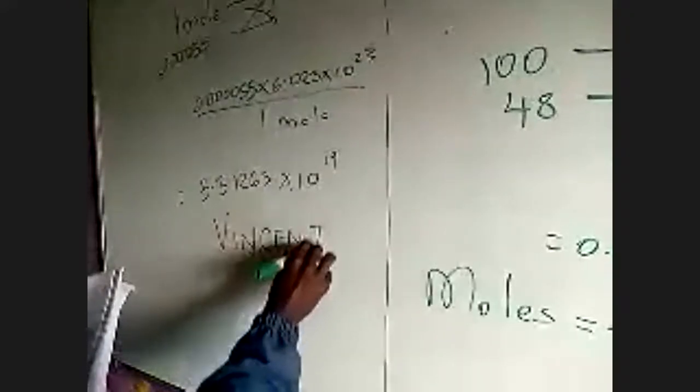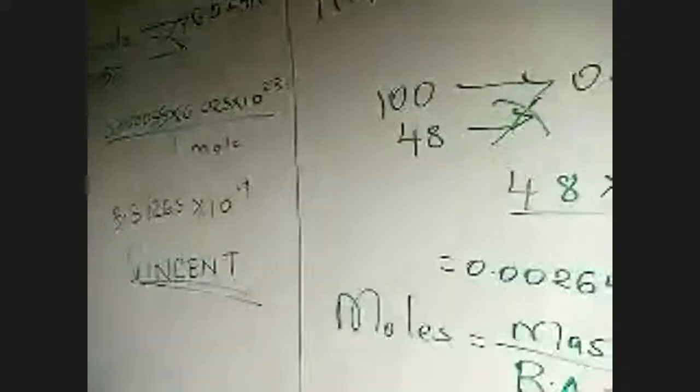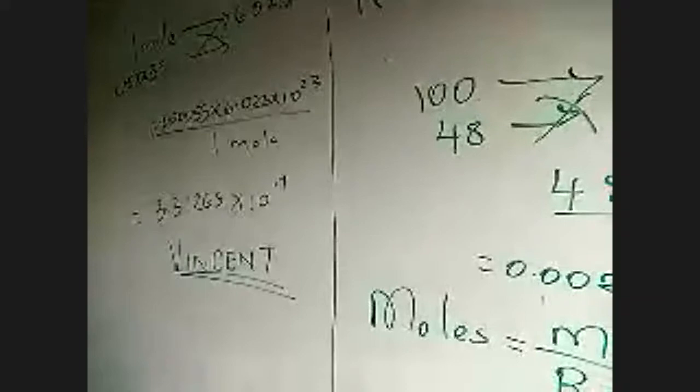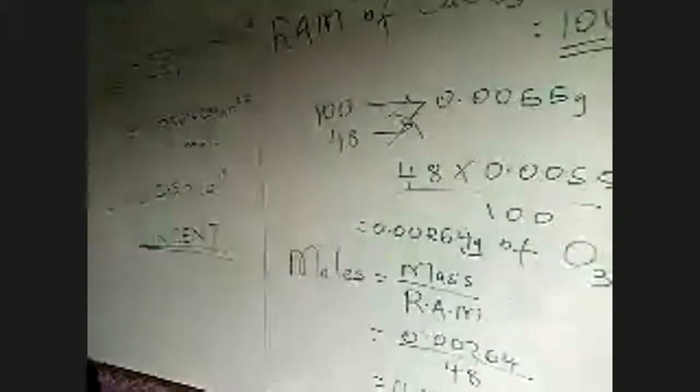3.312865 times 10 to the 19. Vincent, Vincent. That's almost like a Van Gogh painting. Ah, Vincent, that is really, really good. There's one thing missing. Vincent, hang on, go back to the board.